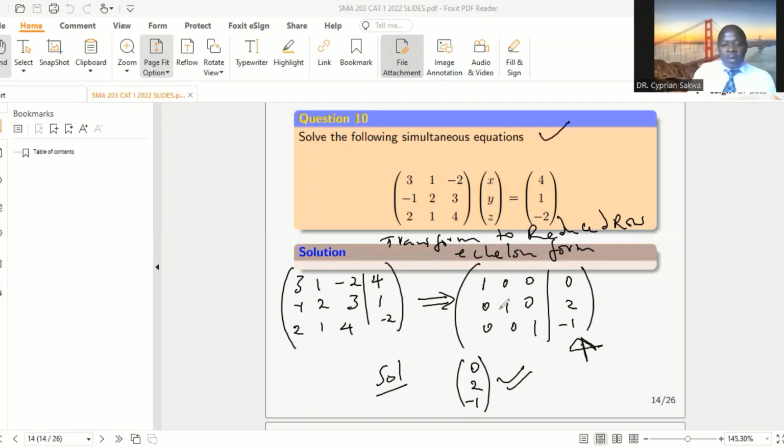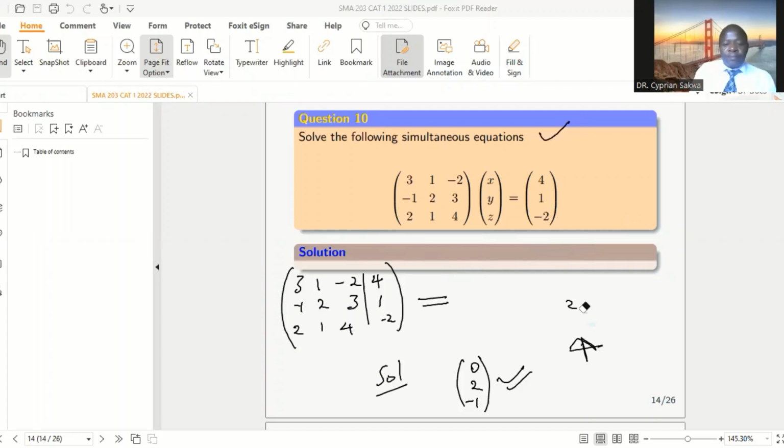Or if you want, you can reduce it to echelon form. And what will we get? Let me just write the final result. If I was to reduce to echelon form, this is what I would get. So you choose any method you want. But as an assignment, I ask you again to reduce this to echelon form and see that you get this: 3, 1, negative 2.